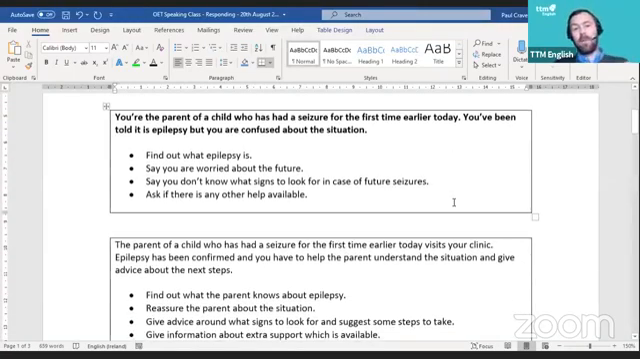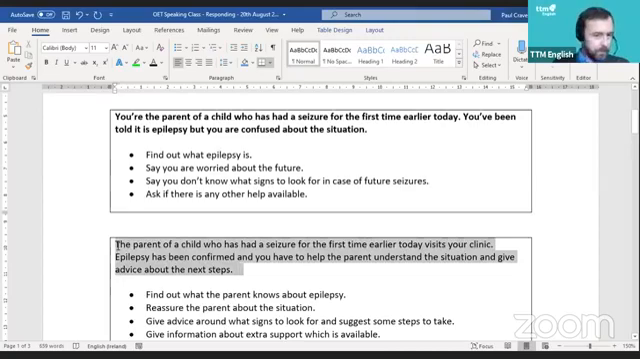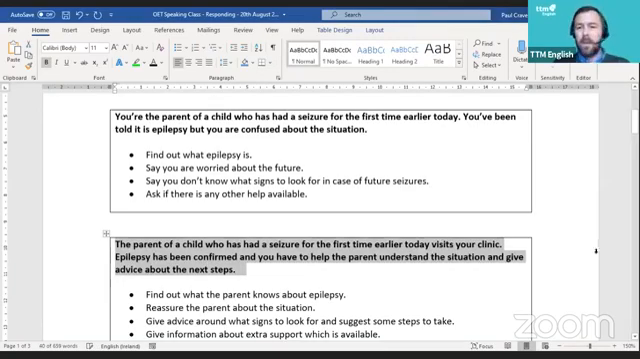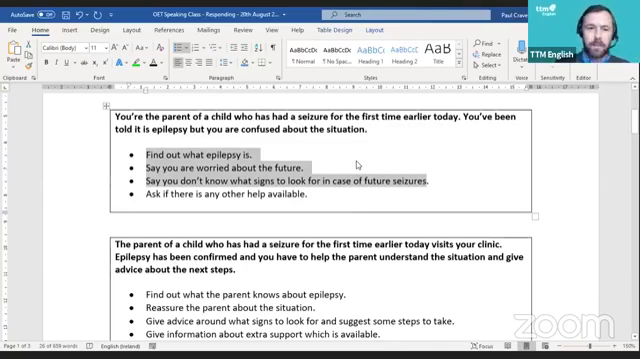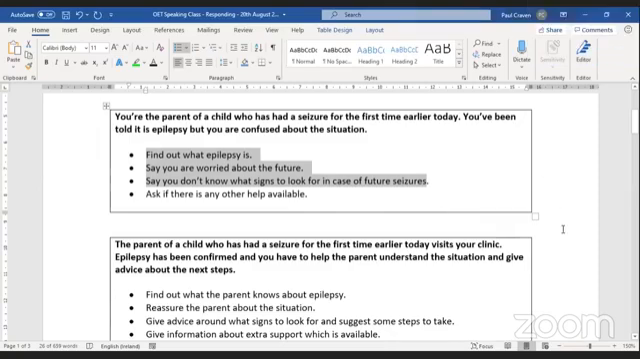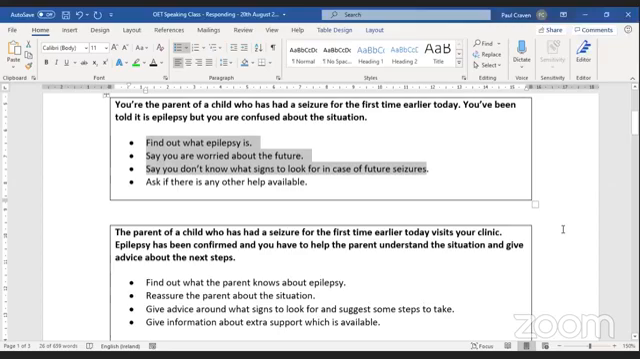So I'm going to be just a healthcare professional, and I'm just going to be giving you some information, supporting you. These are the things that you need to do. You need to find out what epilepsy is. You need to say you're worried about the future. You say you don't know what signs to look for in case of future seizures, and ask if there's any other help available. Okay. Sure. We're not going to take too long to do it.